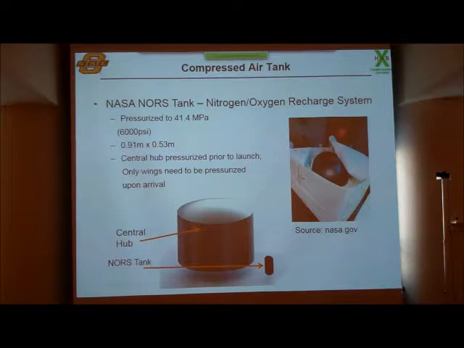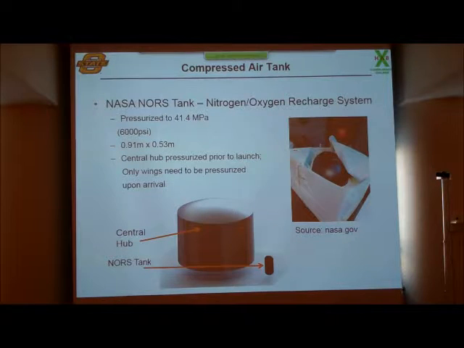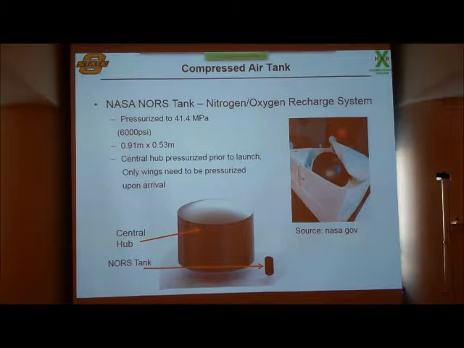In order to support our initial inflation and continue to support the mission through its entire timeline, we selected the NASA NORS tank to provide our air pressure. It's going to be pressurized to about 41.4 megapascals. This high pressure allows us to carry a high volume of air, and it is going to be stored within just under a 1 meter by over a half meter tank. And the central hub upon launch is going to be pressurized, so we only have to worry about pressurizing the wings and continuing to support the hub pressure and wing pressures.